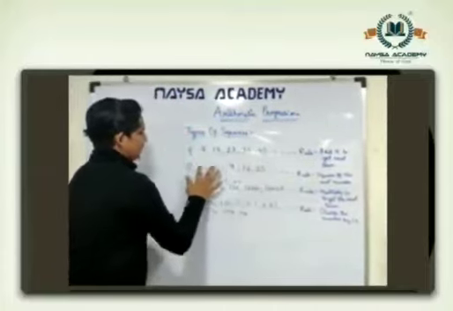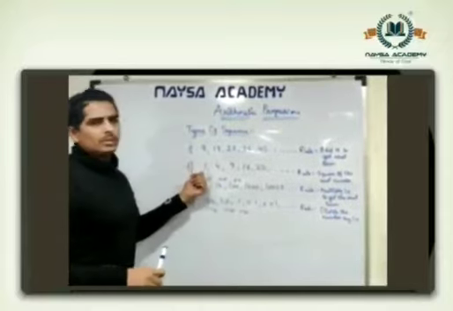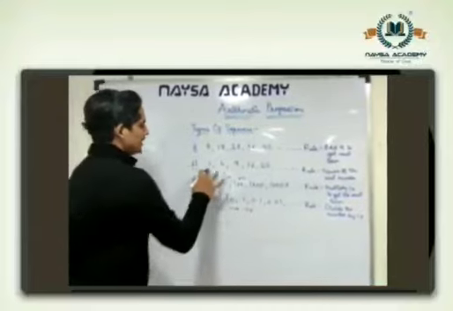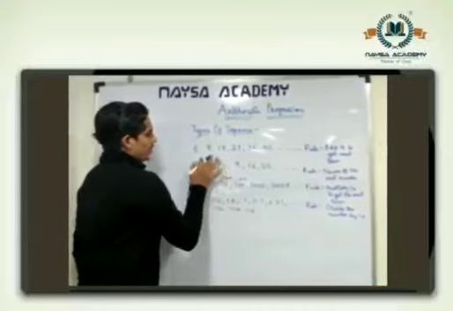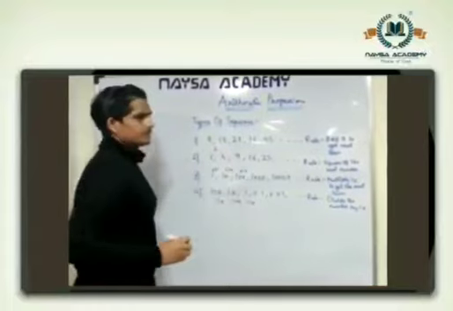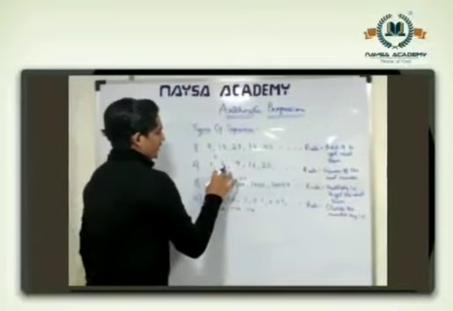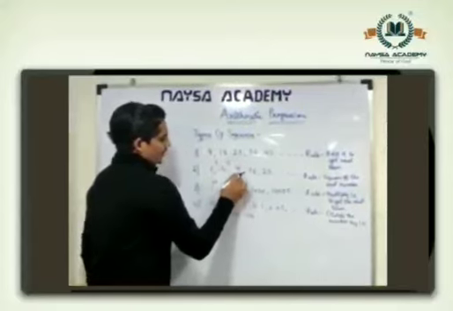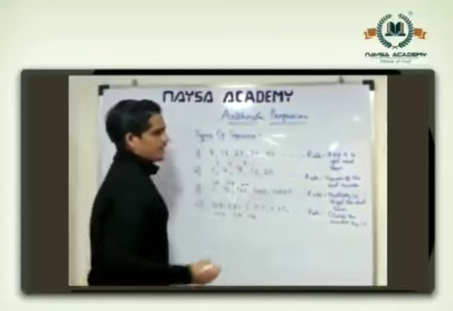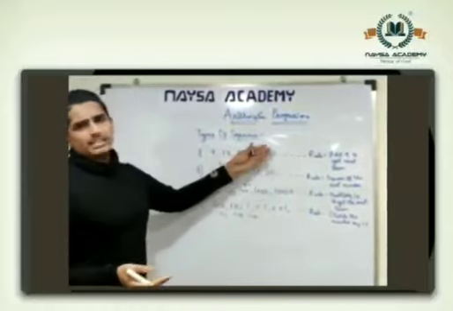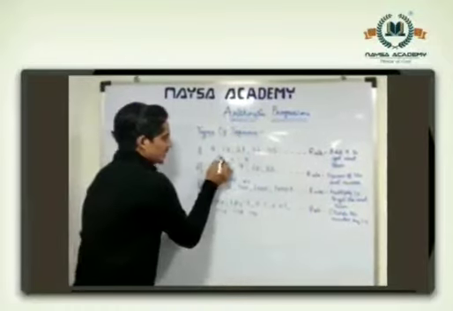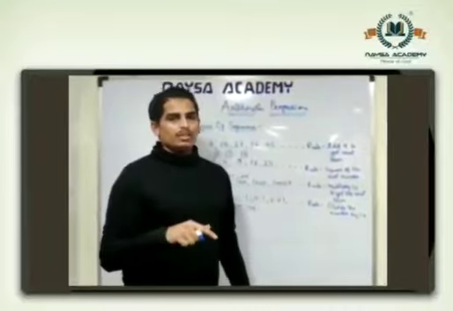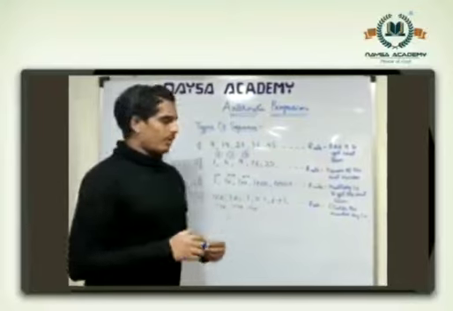Let us see this example. In the second example, the first number was 1, the second number was 4 and the third number was 9. As you can see, the difference between the first two numbers was 3, the difference between the next two numbers was 5, and the difference between the next two was 7. As you can see, unlike the first example, here the difference is not the same, but it was a sequence. So this is not an arithmetic progression.